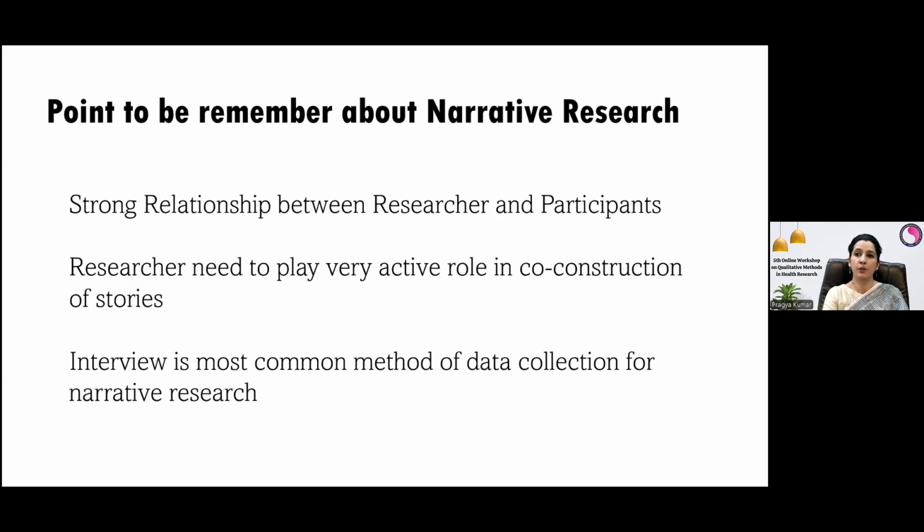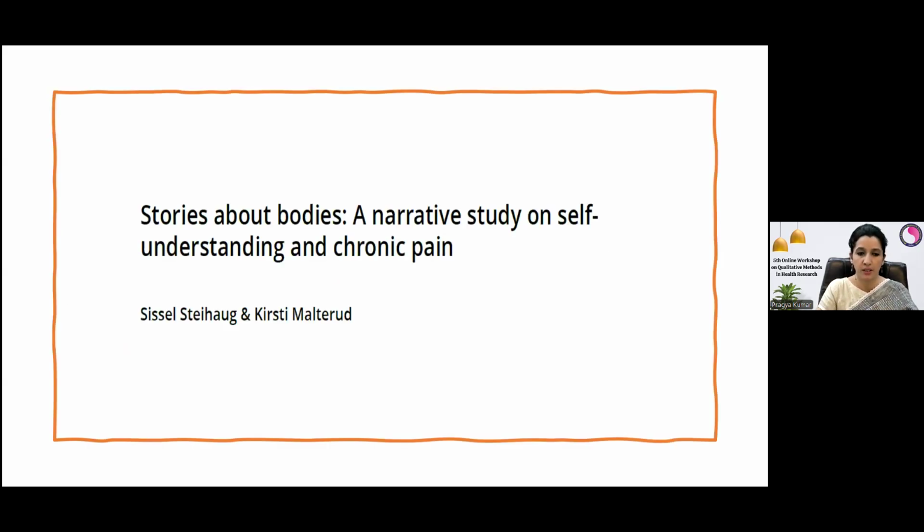Whenever you are doing narrative research, you should know that there should be a very strong relationship between the researcher and the participant. The researcher has to play a very active role because he needs to co-construct the stories. And the interview is the most common method of data collection for such narrative research.